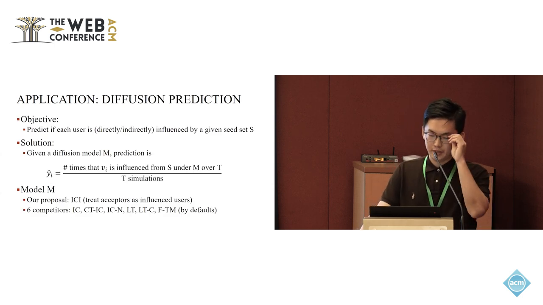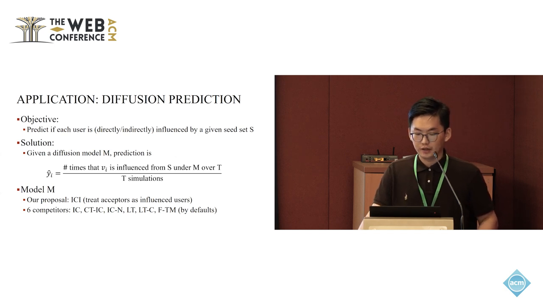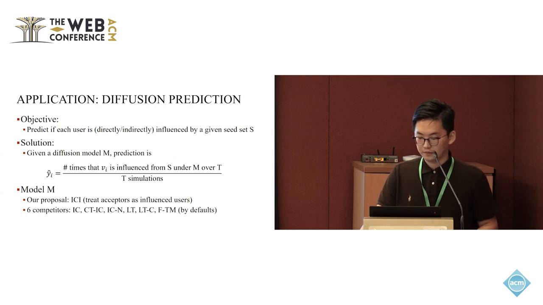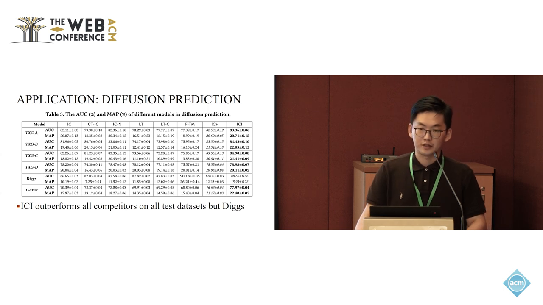The second offline application is based on the micro level. We want to know if we can correctly predict every individual's influence. So the objective is to predict if each user is directly or indirectly influenced by a given seed set S. The predicted label is the fraction that a user is directly or indirectly influenced starting from S over the T simulations. Here we compare all these competitors based on AUC and MAP, and except that we are the second best on the Digg dataset, we still have better performance compared to other competitors in the rest of the datasets.